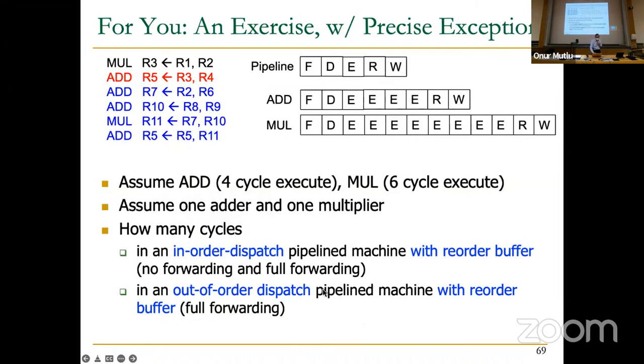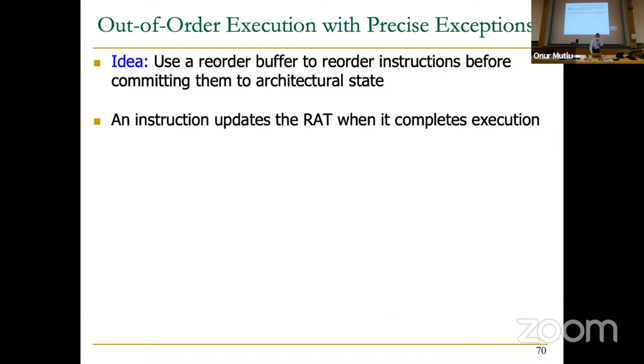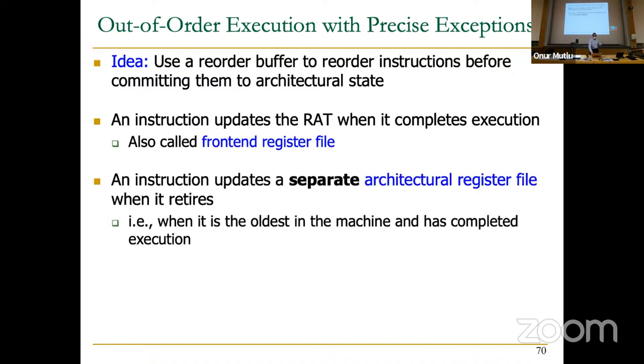So basically, what happens with precise exceptions? The idea is very simple. You add a reorder buffer to reorder instructions before committing them to the architectural state. An instruction updates the register alias table only when it completes execution, not when it broadcasts its tag. This is also called a front-end register file. Now, an instruction updates a separate architectural register file when it retires.